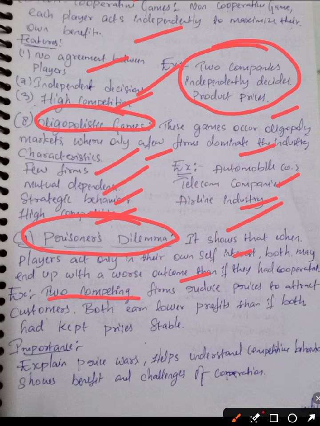Example, two competing firms reduce prices to attract customers, and both get lower profits than if both had kept prices stable. Importance: explains price wars, helps understand competitive behavior, shows benefits and challenges of cooperation. So we will call it the prisoner's dilemma. In this kind of prisoner's dilemma, what happens? Both companies will get losses and lower profits.